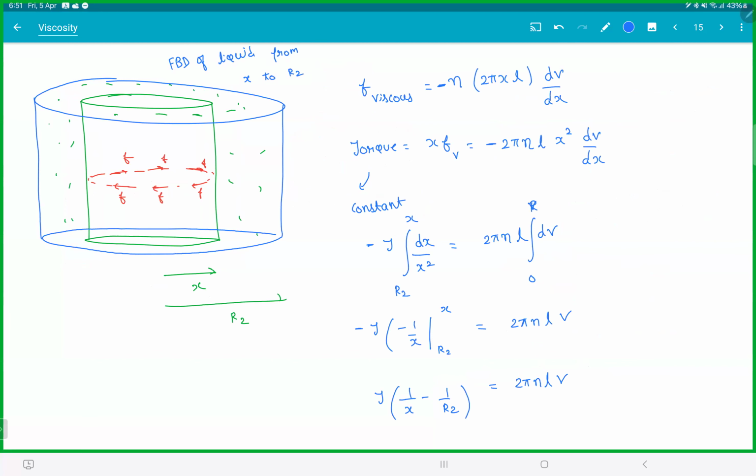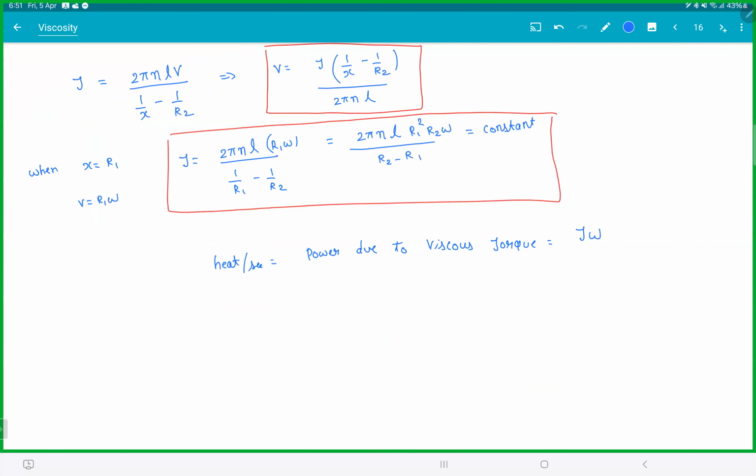You took the entire bulk of the liquid. So now the inner surface will have a friction. Getting it? That will be F is equal to eta A dV by dz. So that friction into X will give you torque. But I know torque is constant, so I can keep it aside and integrate. I got velocity as function of X. If I put X is equal to R1, then velocity should be R1 omega. From there, I'll get torque value. Then I got everything else.